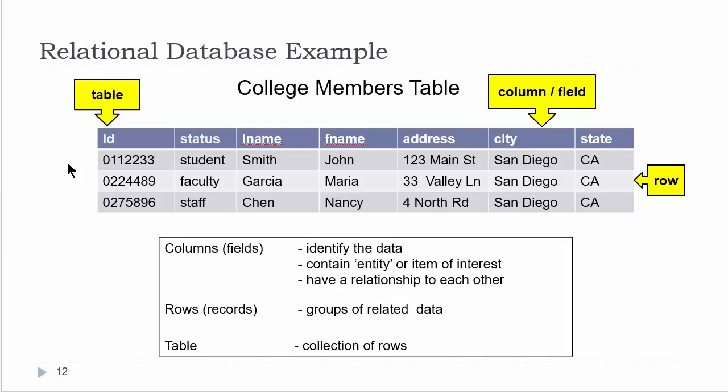In our 3 rows, we have common columns or fields. We have a field for their status, for their last name, for their first name. So this is what we mean by a table. We have a row-column relationship. So columns or fields identify the data, and they are related to each other somehow. The rows are groups of related data, and the table is essentially a collection of rows.